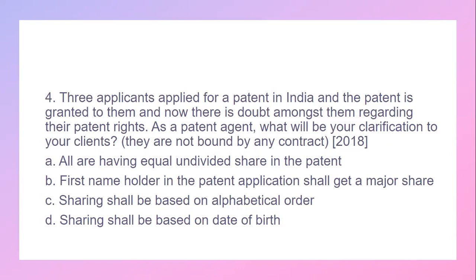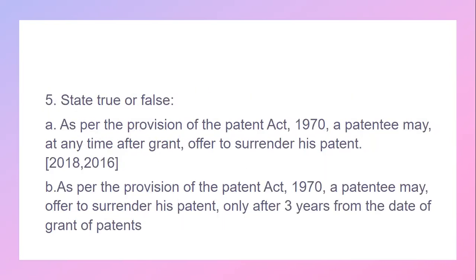Three applicants applied for a patent in India and the patent is granted to them. And now there is a doubt amongst them regarding their patent rights. As a patent agent, what will be your clarification? A. So section 50, everybody has an equal undivided share in the patent unless there is an agreement to the contrary. So, A. Yes. So next, move forward.